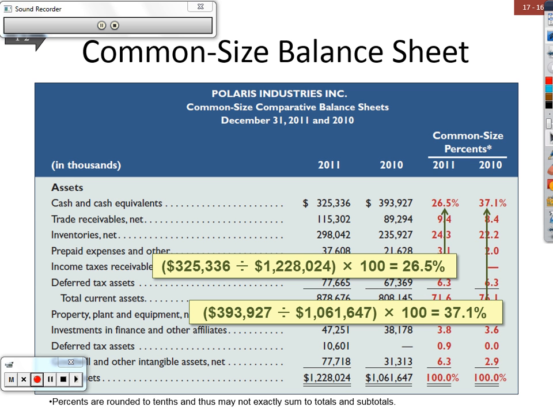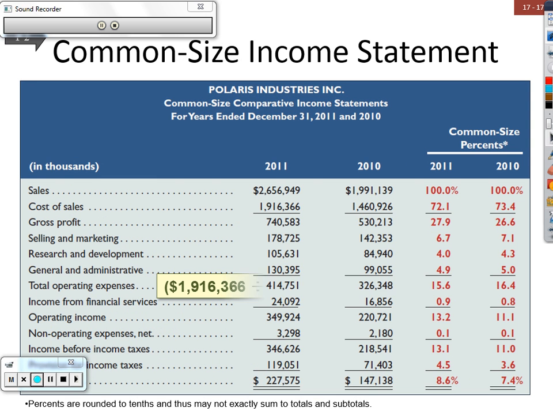The same thing with 2010: the cash and cash equivalents amount, 393,927 for 2010, dividing it by total assets for 2010 to get that percentage, and so forth. And you keep doing that for every single line item on that balance sheet.